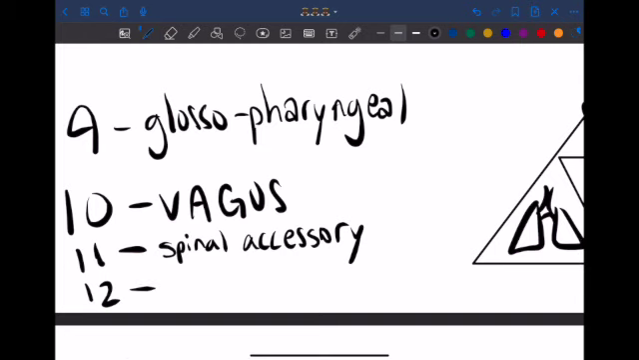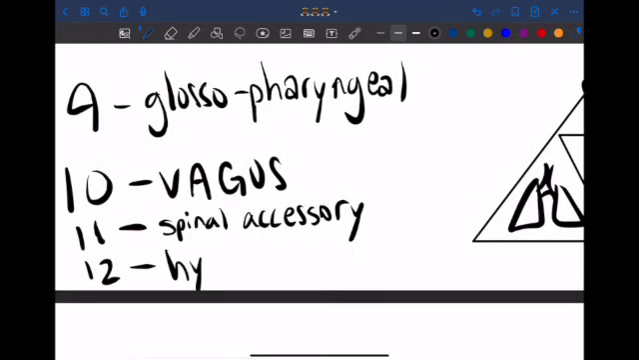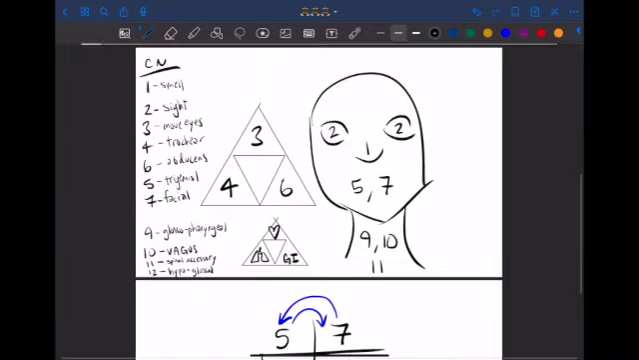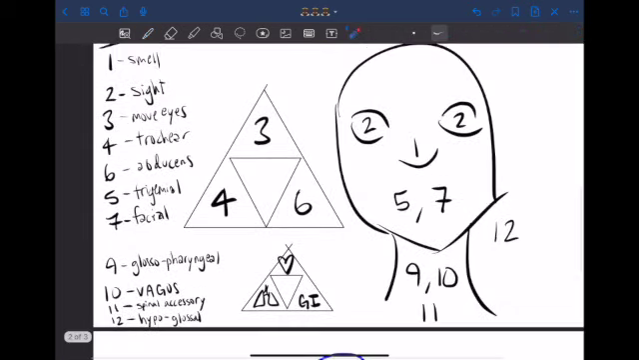And then 12, hypoglossal. So it kind of goes there. I just awkwardly put it there. It moves your tongue. Hypoglossal, right? Gloss means tongue, and hypo means below. So hypoglossal, below the tongue. This nerve goes out below your tongue to innervate the muscles that pull on your tongue to move it around. So it moves your tongue.